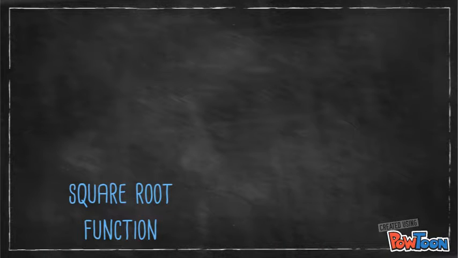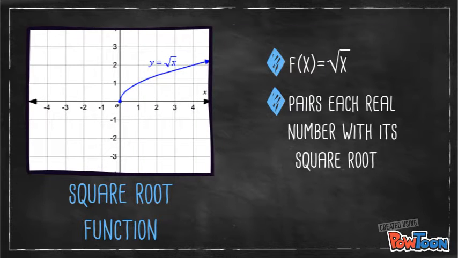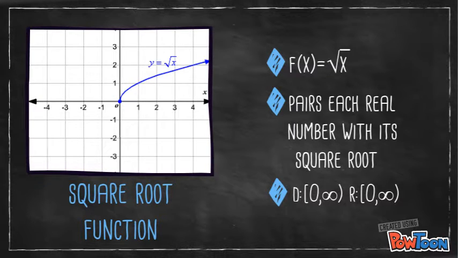The square root function is f of x equals the square root of x, which pairs each real number with its principal square root. Both the range and domain are 0 to positive infinity. Remember, the bracket means it includes 0.